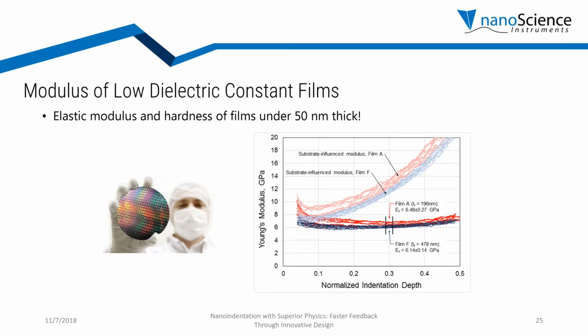Now, another thing is you can measure on thin films that are really, really thin. We are talking about under 50 nanometers. So even with 20 nanometer thin films, you can measure these properties very precisely.